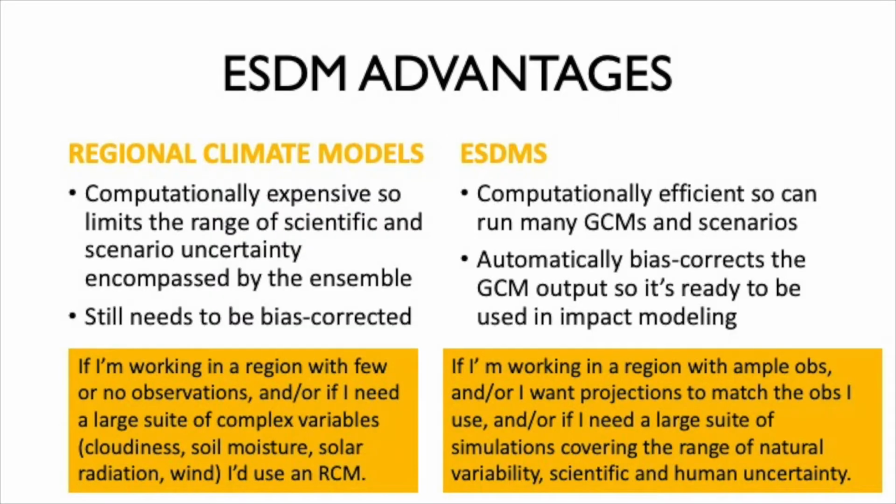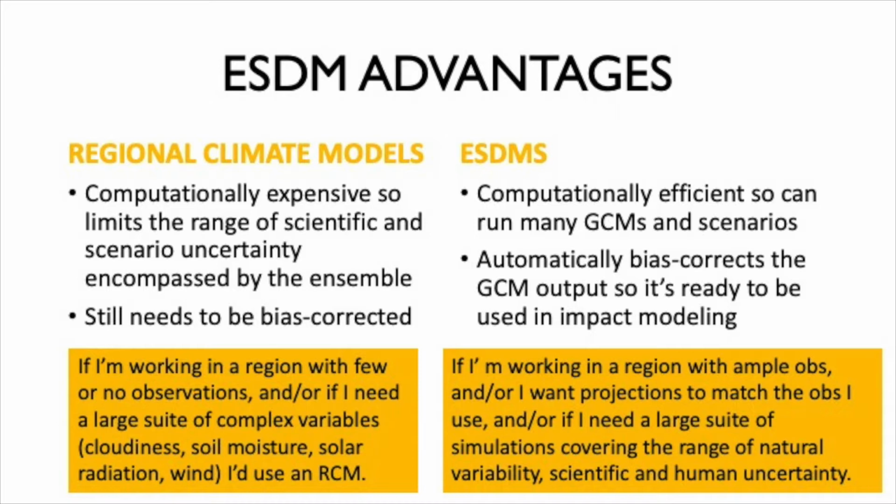But occasionally, if I'm working in a circumstance where, for example, as you can see in the yellow box, I'm working in a region that does not have the observations that we need, or if I need a large set of complex variables like cloudiness, soil moisture, solar radiation, wind, in that case, I would absolutely use an RCM, because it would be more important to me to get all of those variables than it would be to get a range of GCMs and scenarios.